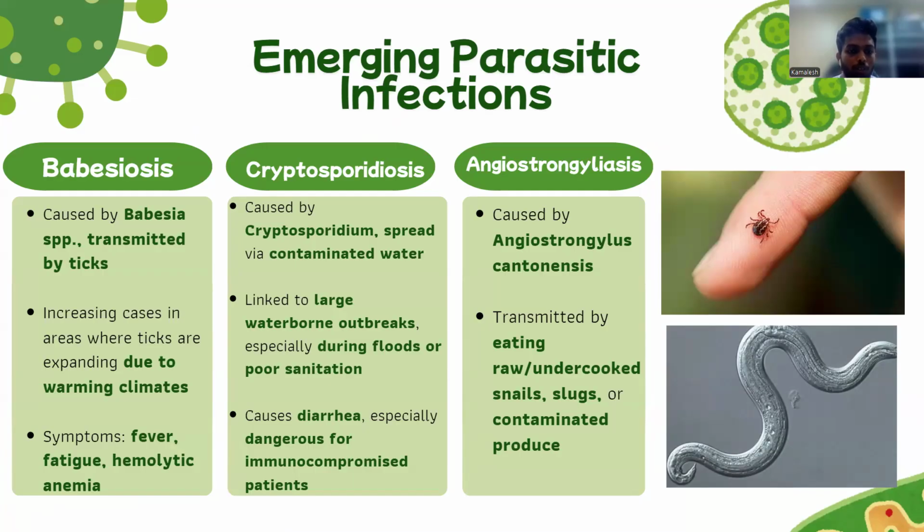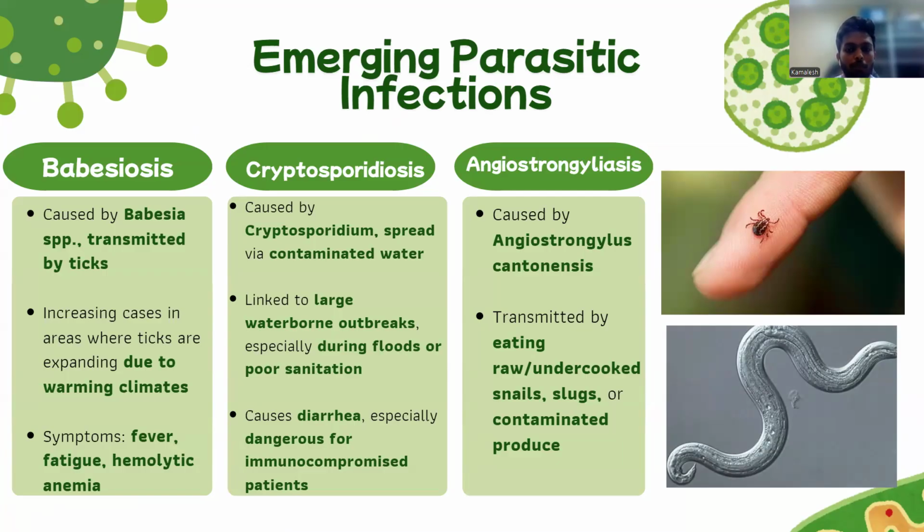So first we have babesiosis, which is caused by Babesia species and transmitted through ticks. Due to warming climates, tick populations are spreading to new areas, increasing the risk of infection. The symptoms include fever, fatigue, and hemolytic anemia, which means the destruction of red blood cells.